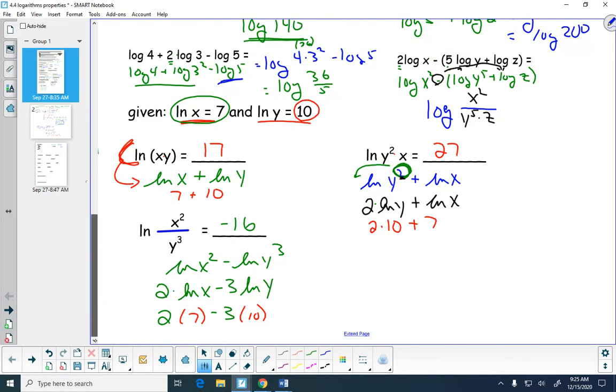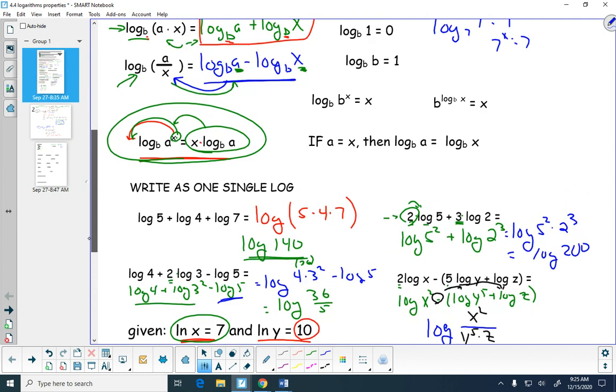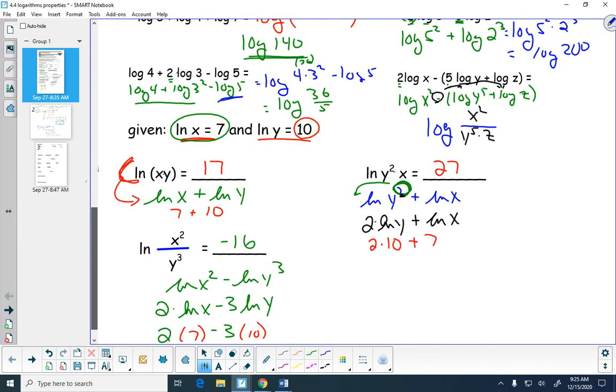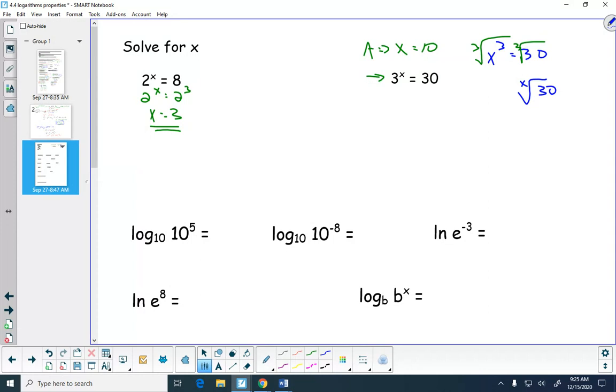Going to our front side, just to review some of our properties, if two things are equal, if A is equal to X, then the log of A is going to equal the log of X, and I can use any base I want. So if two things are equal, the logs are going to be equal. Well, if we have 3 to the X is equal to 30, then I could take, and it does not matter if I use the log or the natural log.